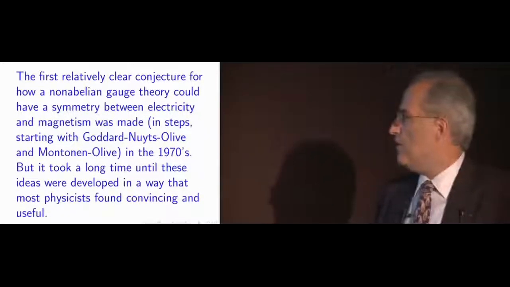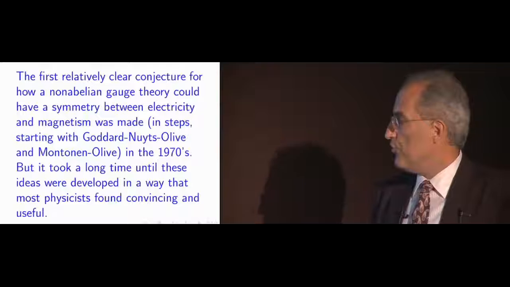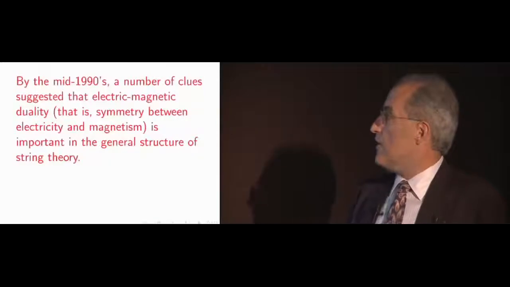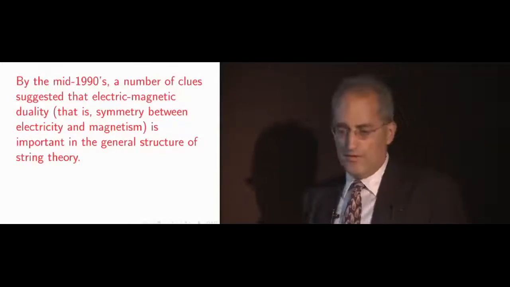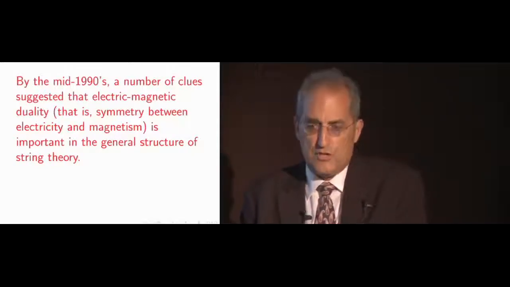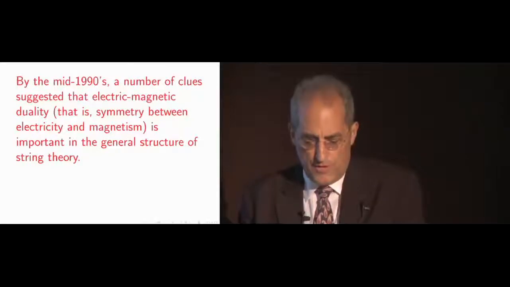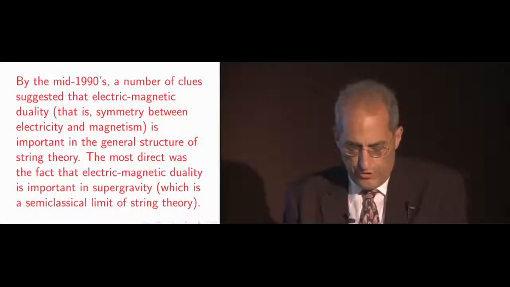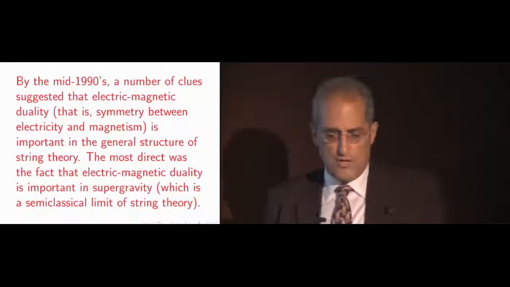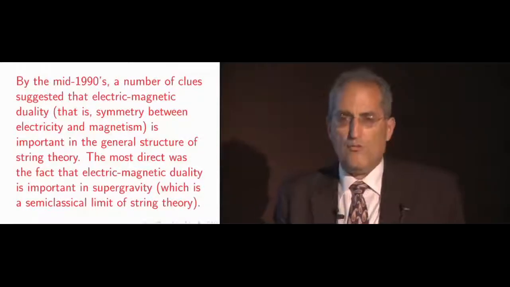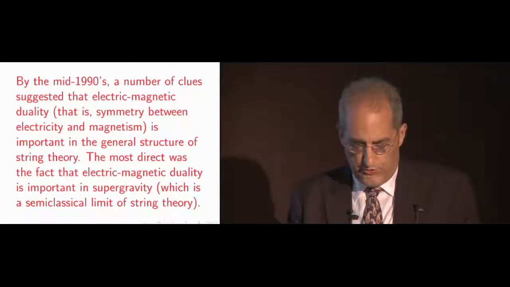But it took a long time until these ideas were developed in a way that most physicists found convincing and useful. That didn't really happen until the mid-90s. But by the 90s, a number of clues were suggesting that electric-magnetic duality, in other words, symmetry between electricity and magnetism, is important in the general structure of string theory. There were a lot of clues for this, but the most direct one is that such duality was known to be important in the structure of supergravity, which, as I've told you, is a kind of semi-classical limit of string theory.